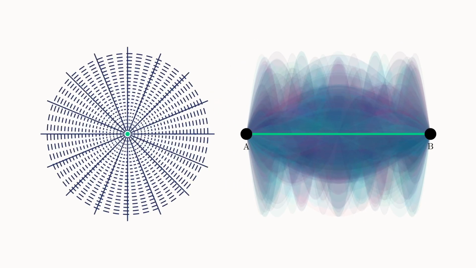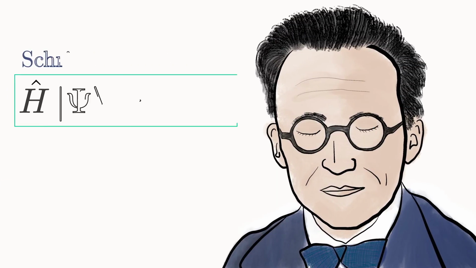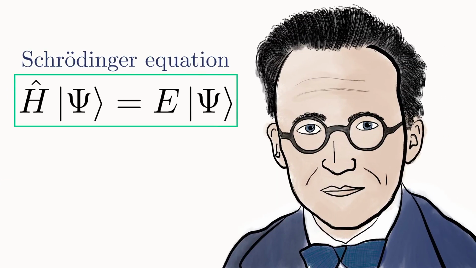These two basic ideas led Erwin Schrödinger to discover an equation that would change the way we think about physics forever. So how did he do it?